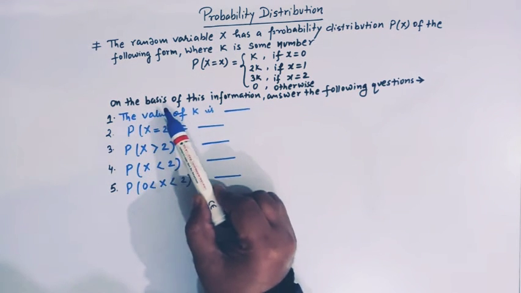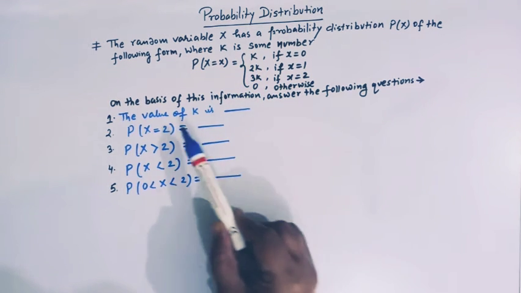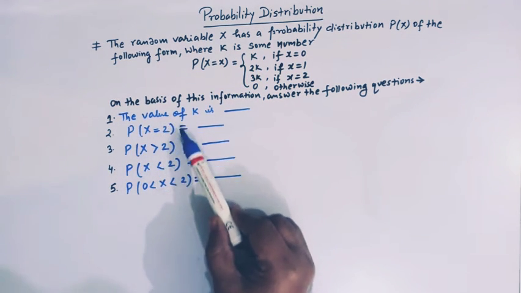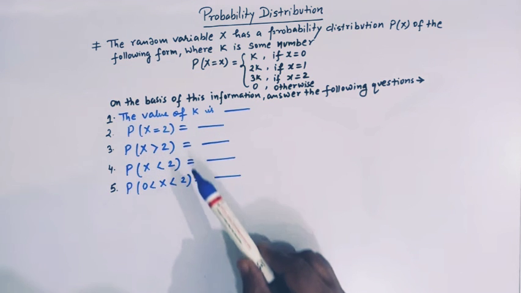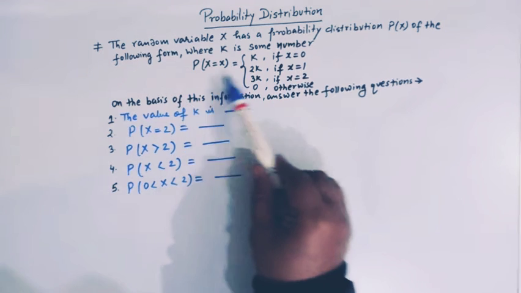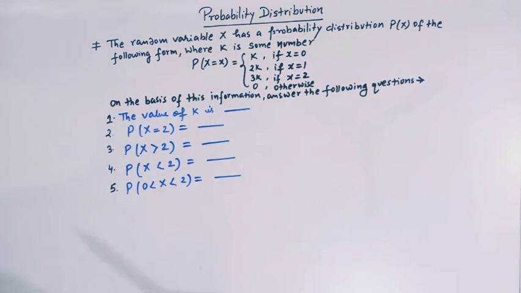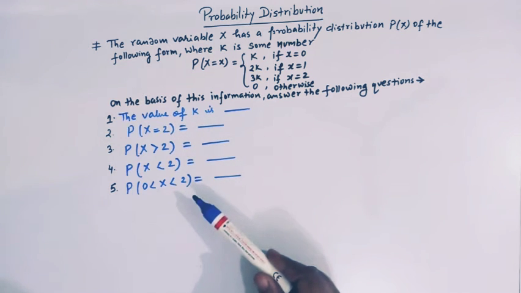Now on the basis of this information we have to answer the following questions. So here we have 5 questions and we have to solve these 5 questions with the help of this information, right? So let us solve these problems one by one.